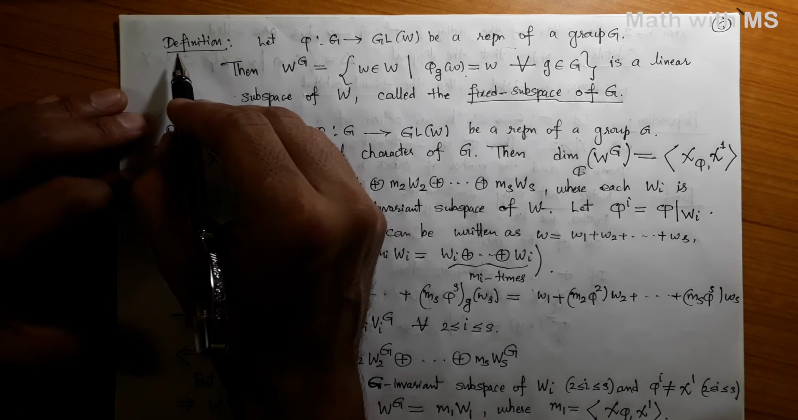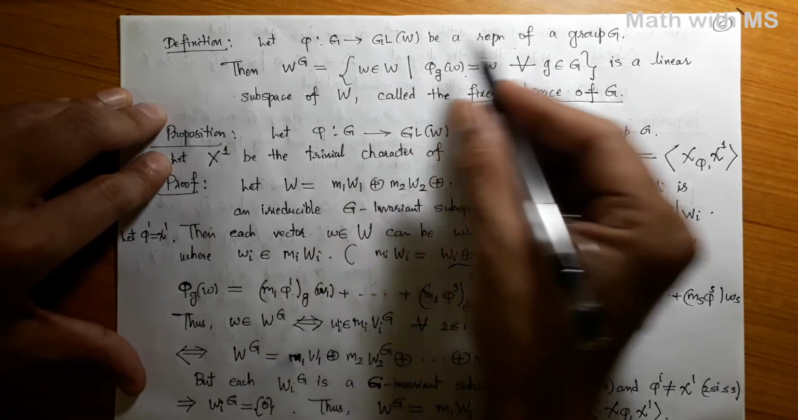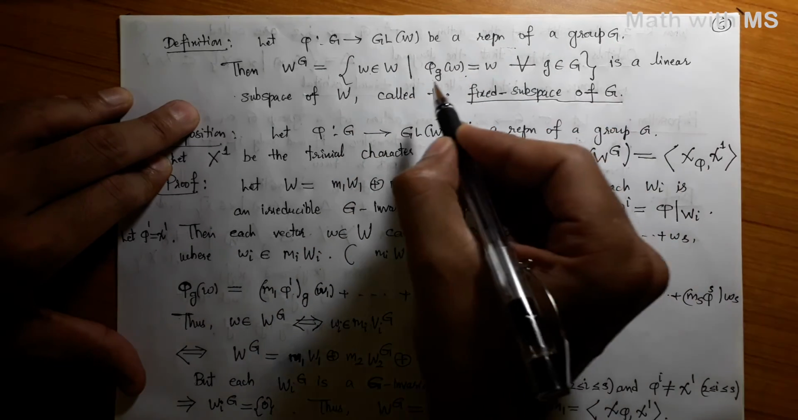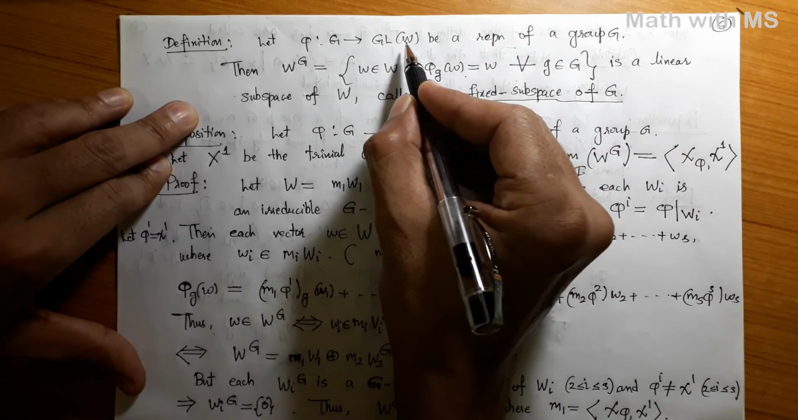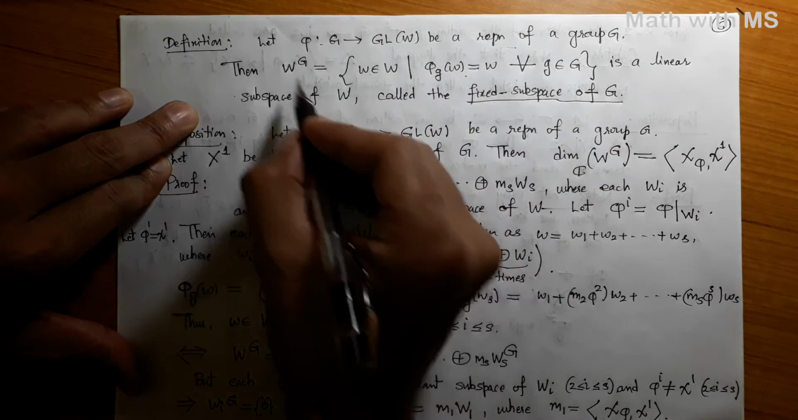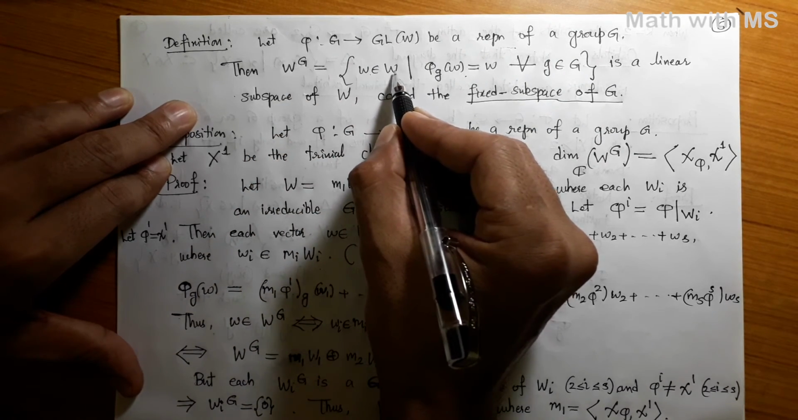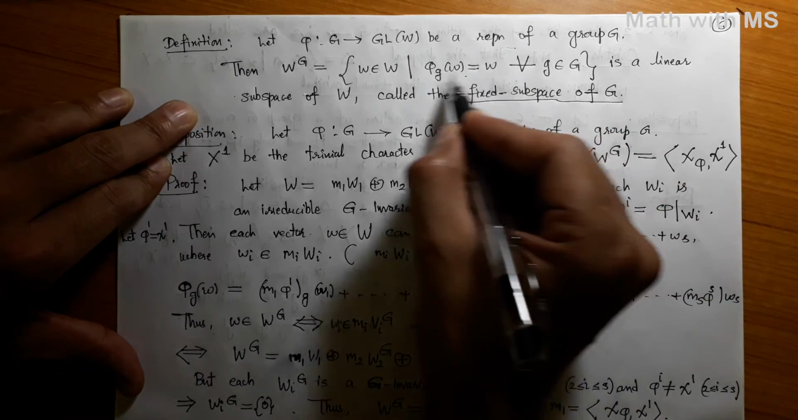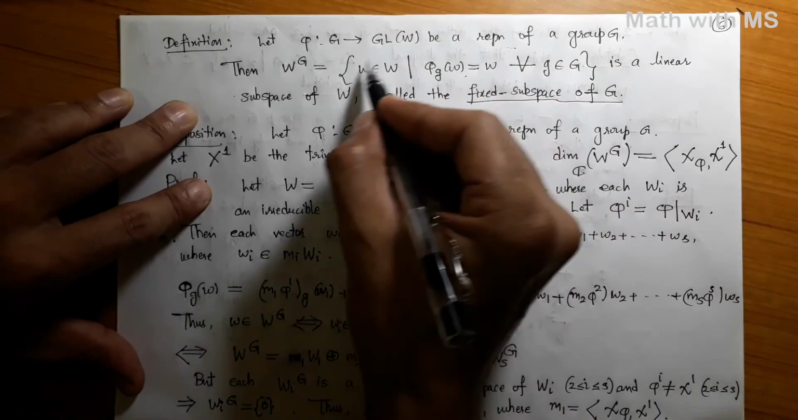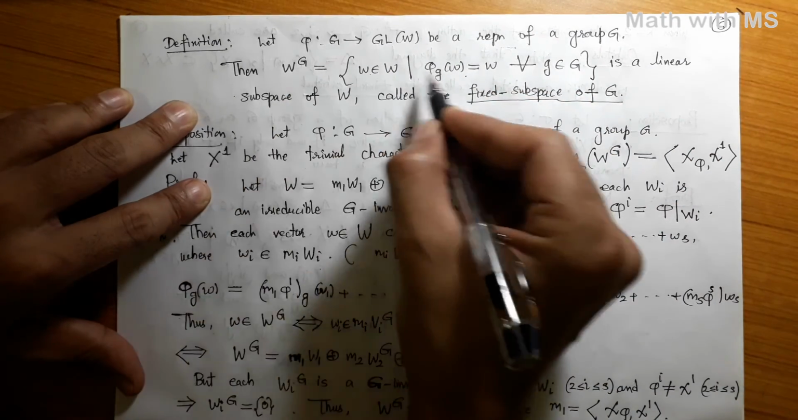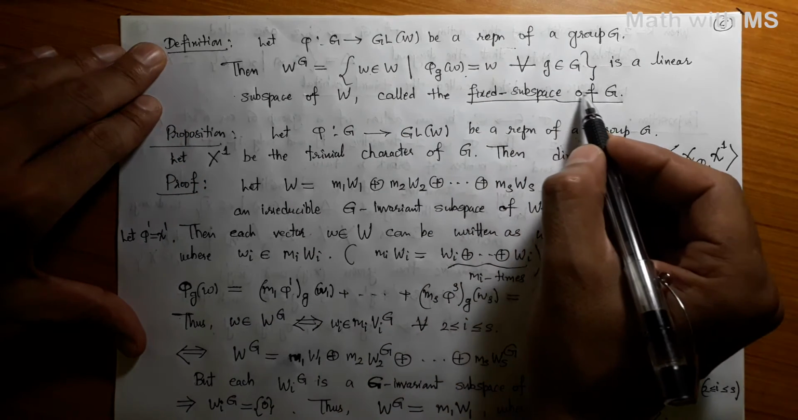Let us give one definition. Let phi from G to GL(W) be a representation of a group G. Then one can define what is called the fixed subspace of G, or the fixed subspace of the representation space W. We denote it by W superscript G, and that consists of all those vectors in W which are fixed by every group element under the representation or under the action. It's trivial to check that W superscript G is a linear subspace of W, and we call it the fixed subspace of G.